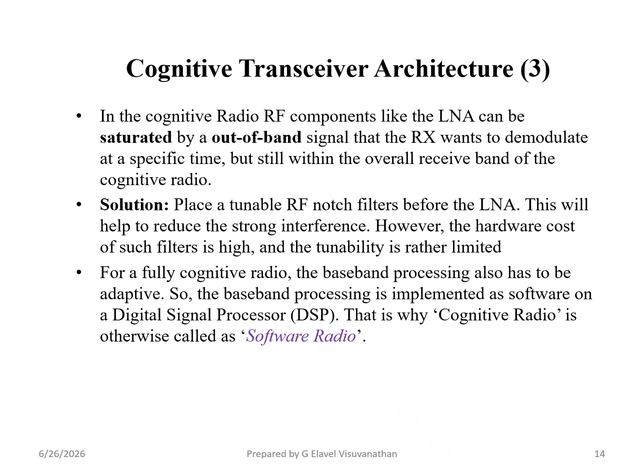For a fully cognitive radio, the baseband processing also has to be adaptive, so the baseband processing is implemented as software on a DSP, a digital signal processor. That's why cognitive radio is otherwise called a software radio. Why? Because if we use a fully cognitive radio, the baseband processing should be adaptive. How is it adaptive? Here we introduce software, that is, DSP, digital signal processing. With this we can adapt the baseband processing.